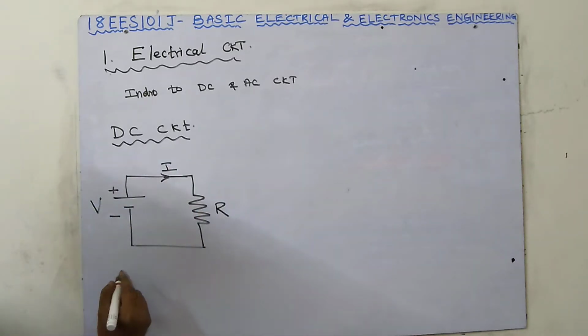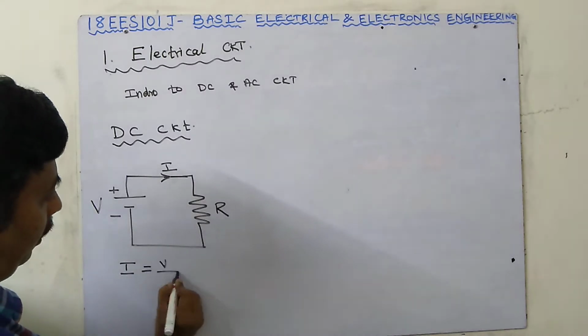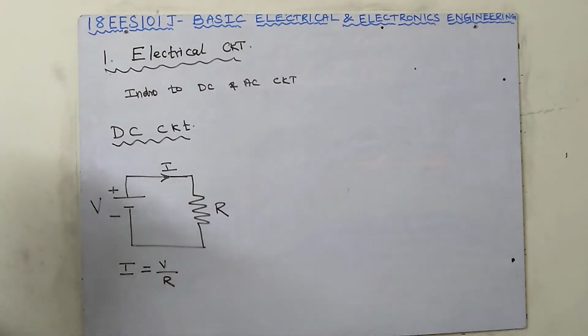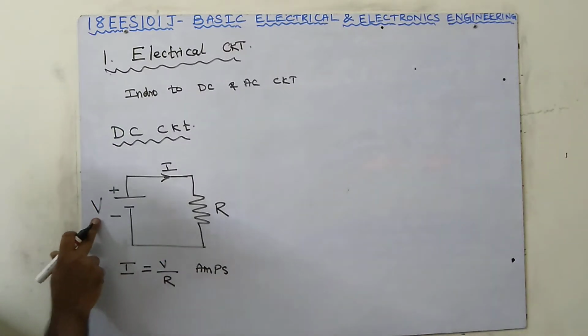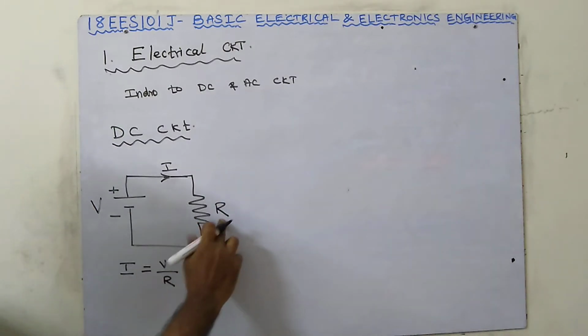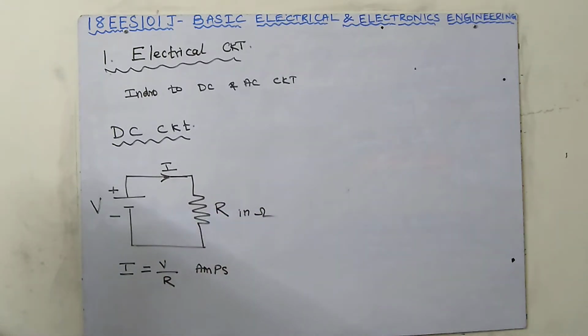So what is the value of current I here? The current I will be equal to V by R. This is nothing but Ohm's law. According to Ohm's law, I equals V by R. The unit is amps. The voltage unit is volts, and the resistor unit is ohms. This is a pure resistor.